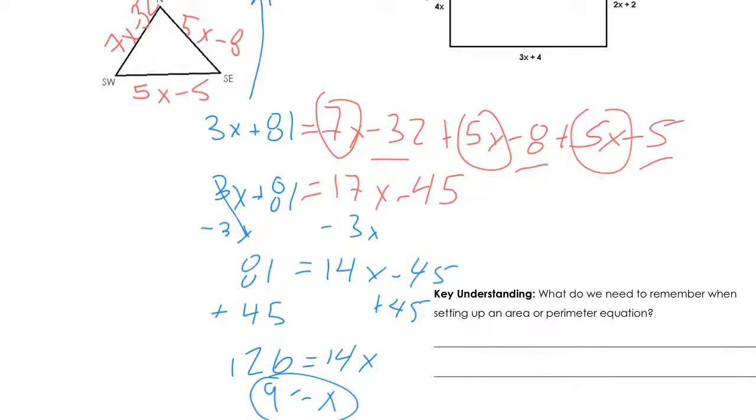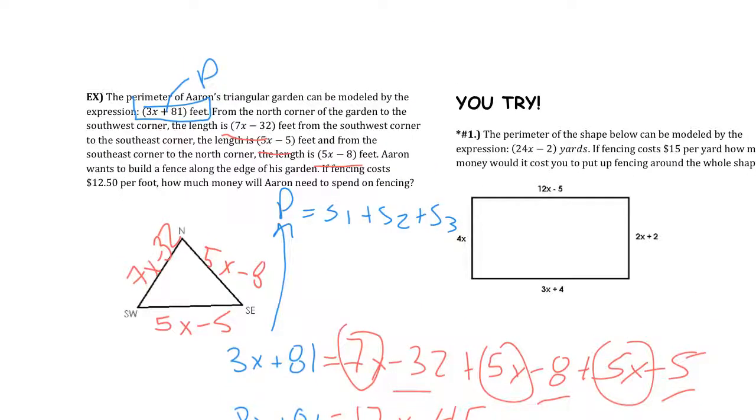But be careful, that's our x value. That's not the answer to my question. I got to go back and make sure I answer this question. The question is, he wants to put a fence around his yard, the edge of the garden. How much money will it cost Aaron if it's $12.50 per foot? Well, I still need to know the total perimeter before I multiply by that $12.50.